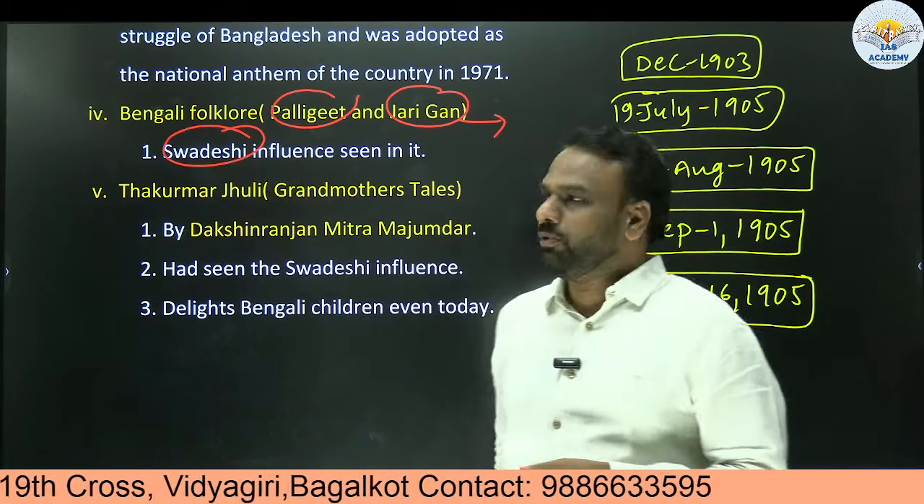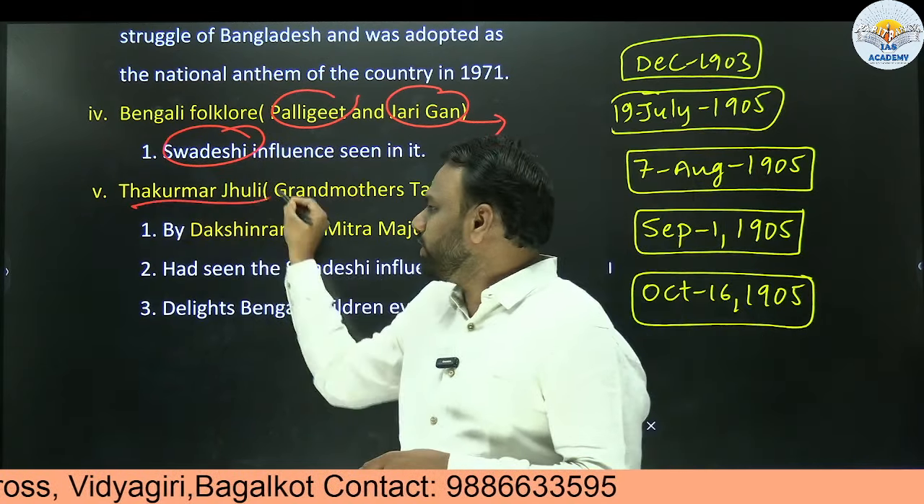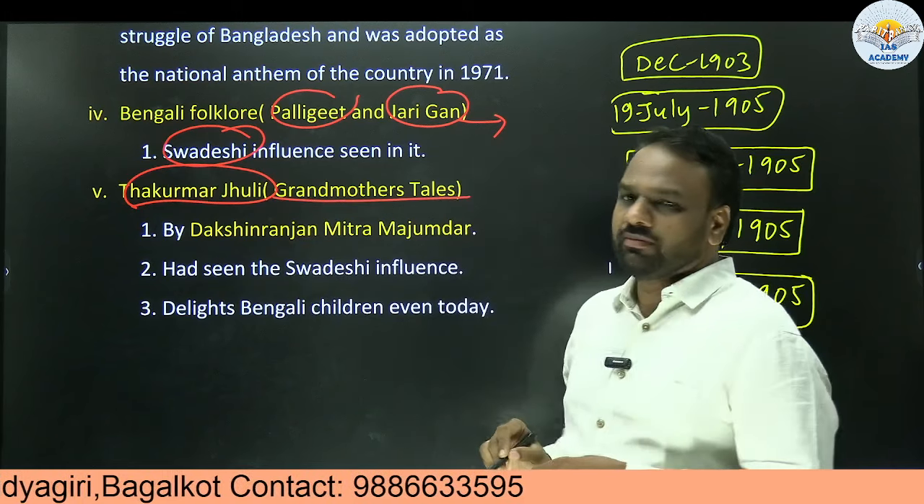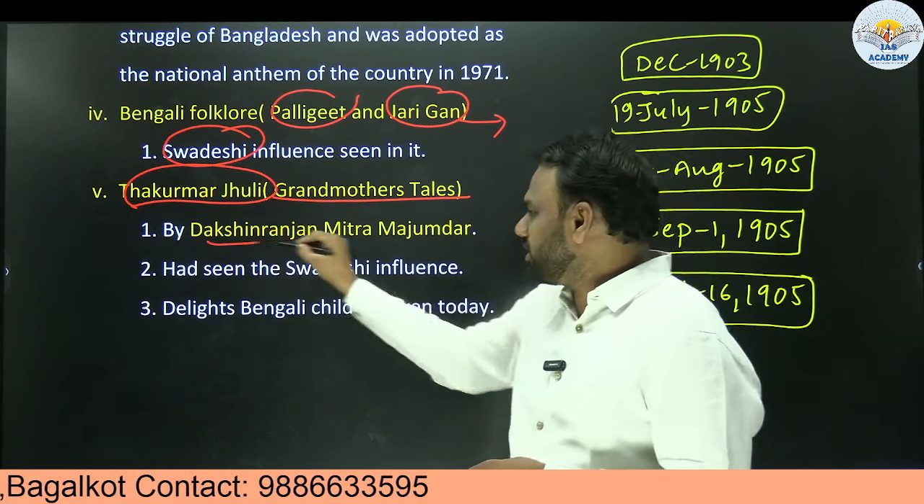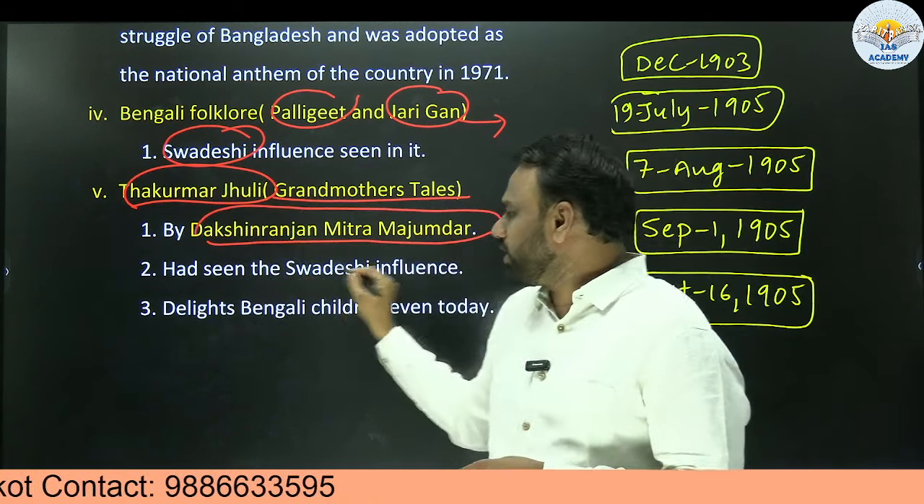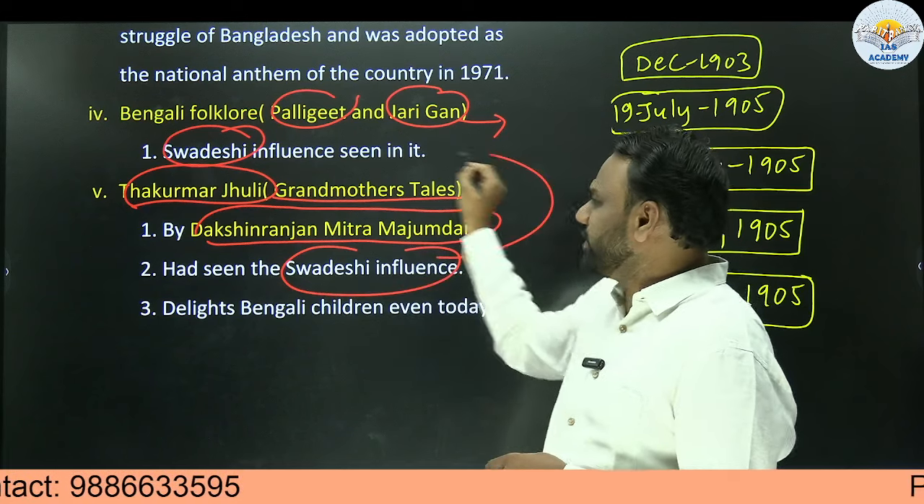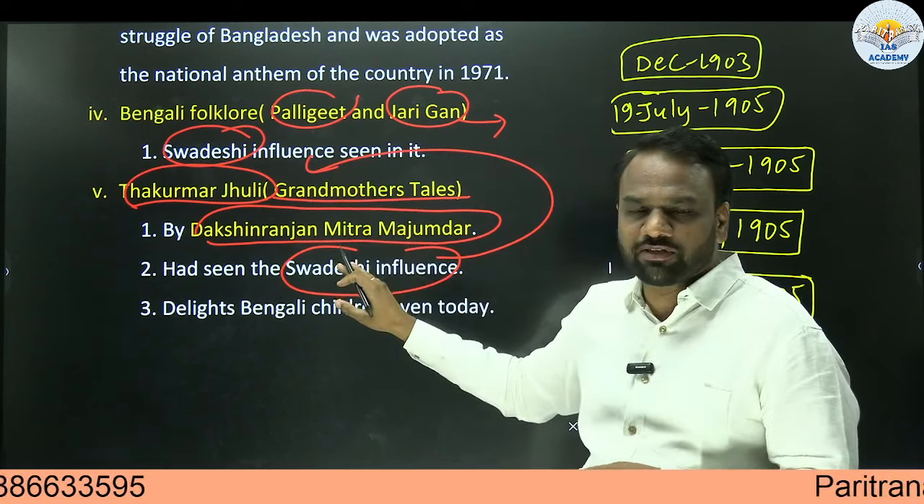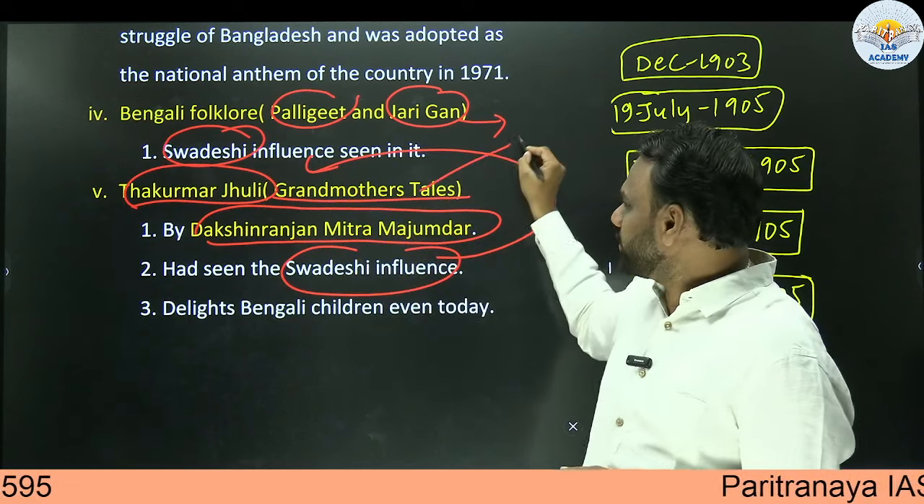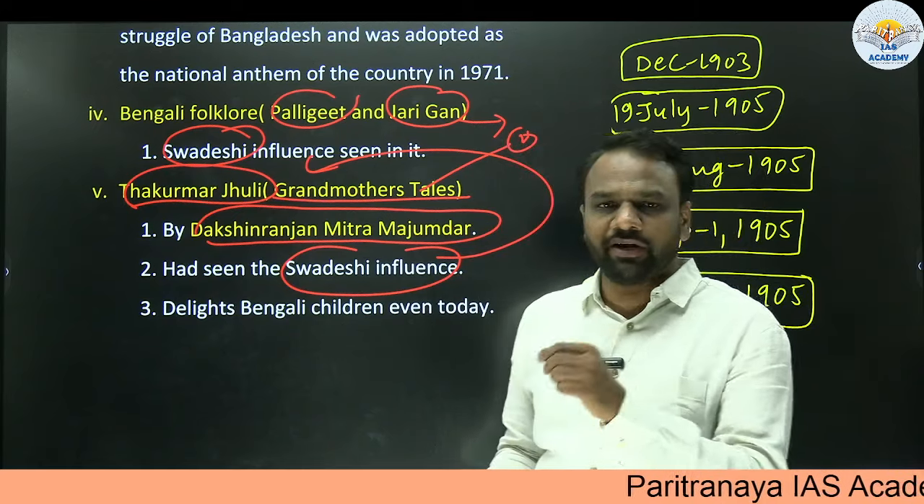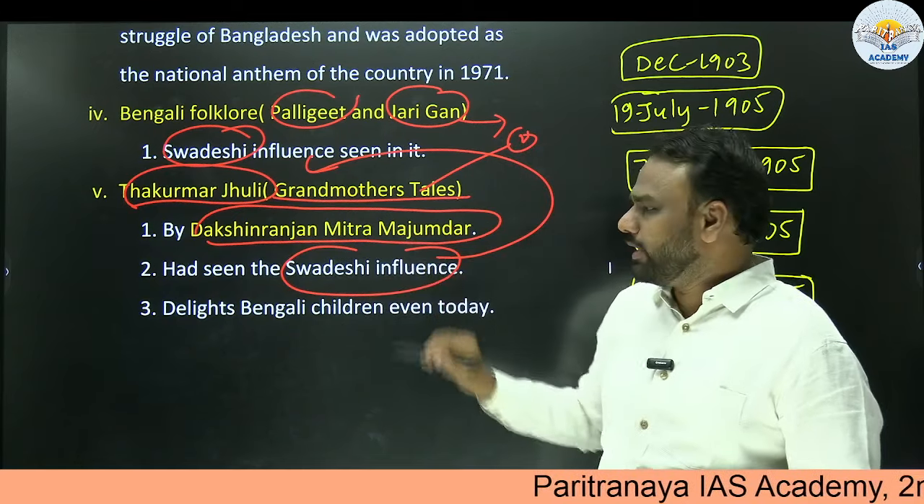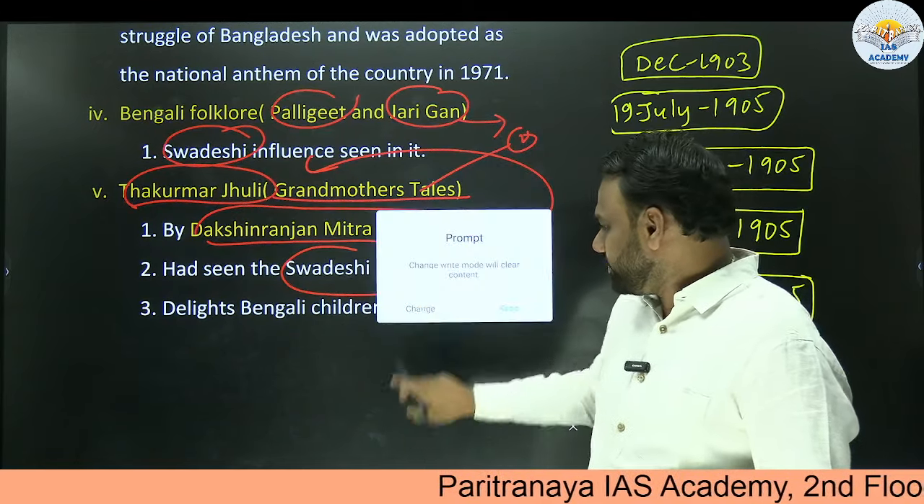Okay, important. Similarly, Thakurmar Jhuli, grandmother's tales, written by Dakshinaranjan Mitra Majumdar. Here also you can find the influence of Swadeshi movement. Important from both prelims as well as mains point of view. A question on this had appeared probably in the year 2017 or 18 in prelims. So important.